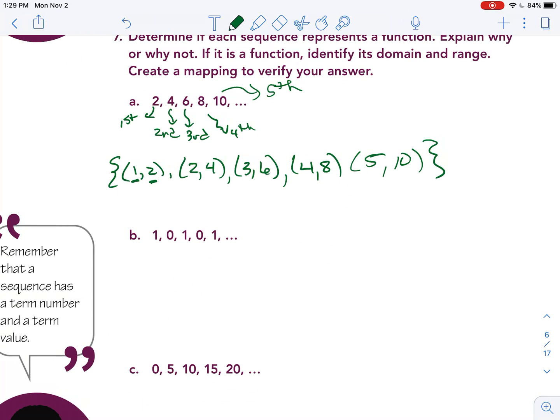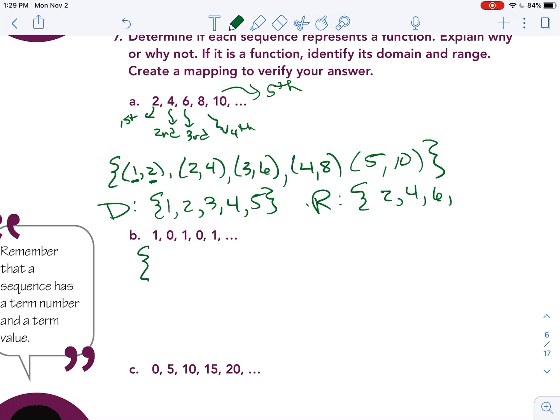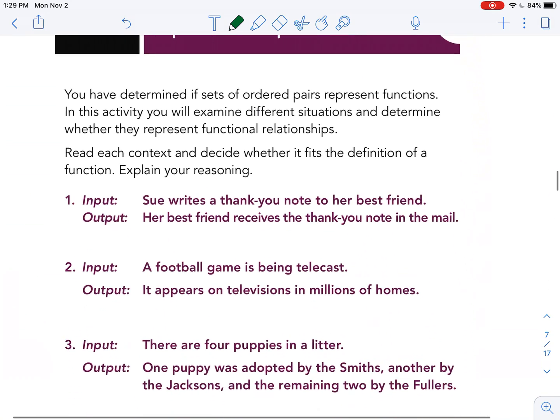Okay, so down here, we would do the same thing. On this, the domain would be 1, 2, 3, 4, 5. The range on this would be 2, 4, 6, 8, 10. And then, is it a function? Yes, it is a function. And I'm not going to do the mapping.